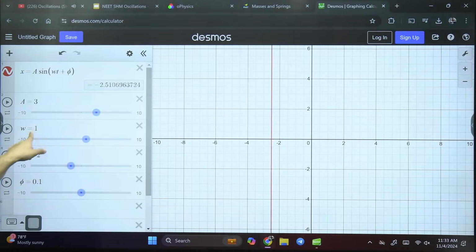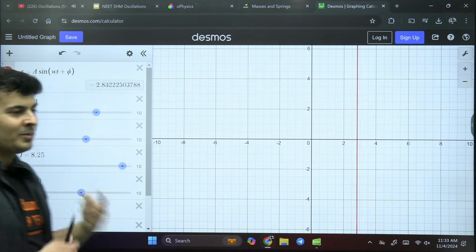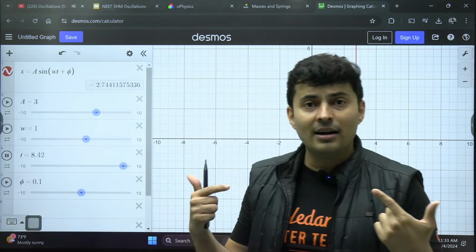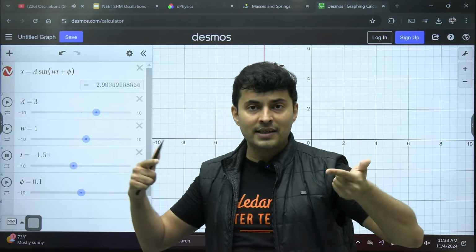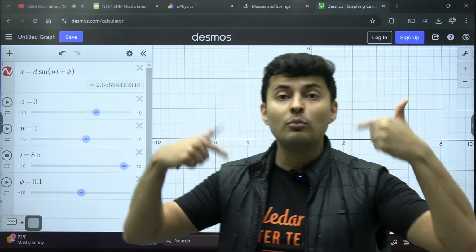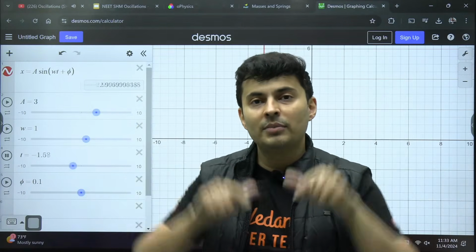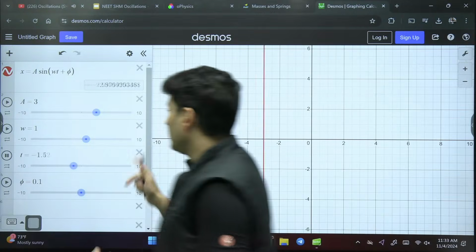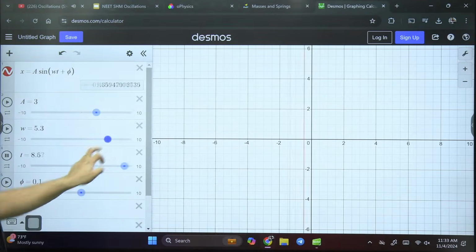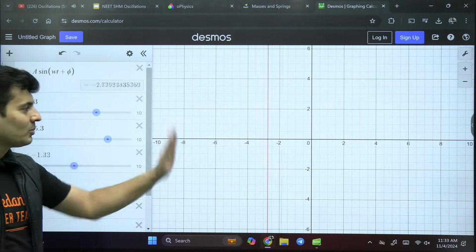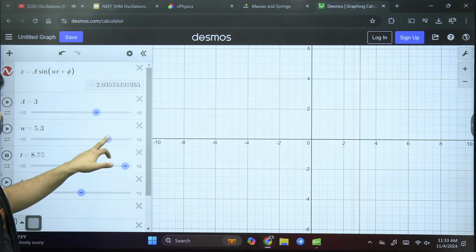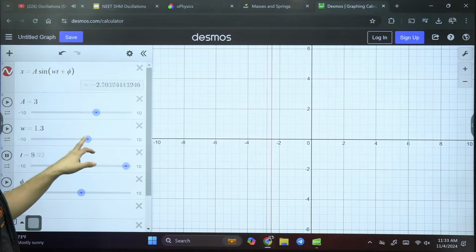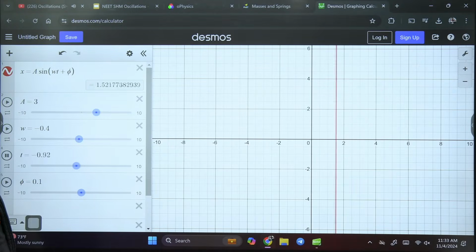Let's change omega. Omega is 1. What is omega? Number of radians you cover per second. If I increase omega, it will cover more radians per second, which means it will cover more oscillations per second. So it will go more frequently. You will see that. Omega is 5.3. I will reduce the omega. So it has become slower, slower, even slower.